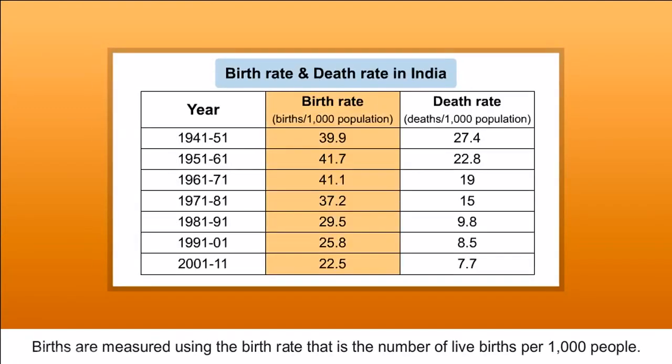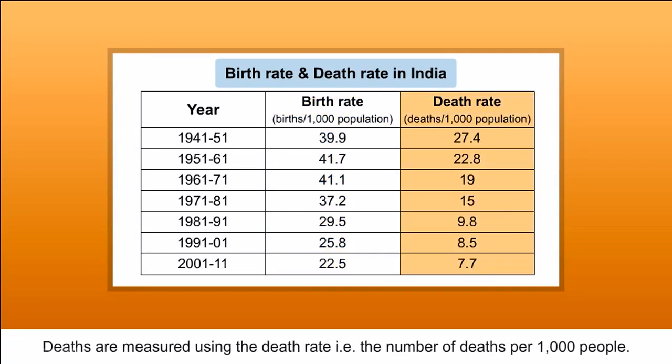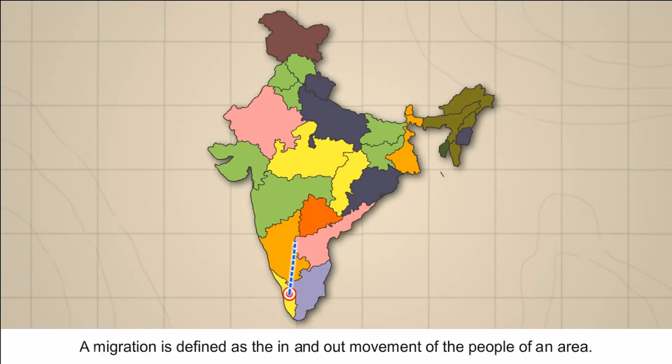Births are measured using the birth rate, that is, the number of live births per 1,000 people. Deaths are measured using the death rate, that is, the number of deaths per 1,000 people. Migration is defined as the in and out movement of the people of an area.